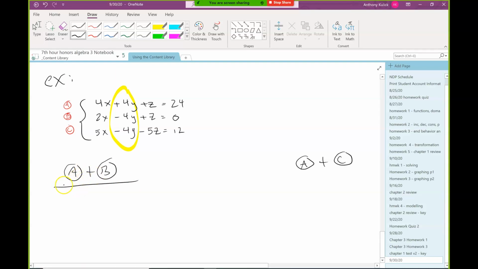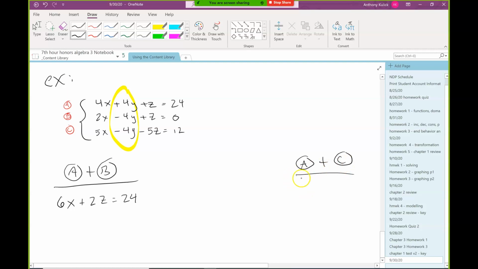So I'm not going to rewrite the equations a and b since we didn't alter them at all. I'm just going to read them off from above. Is that okay with everybody? Okay. So 4x and 2x is 6x. 4y and negative 4y is nothing. Z and z is 2z. And 24 plus 0 is 24.